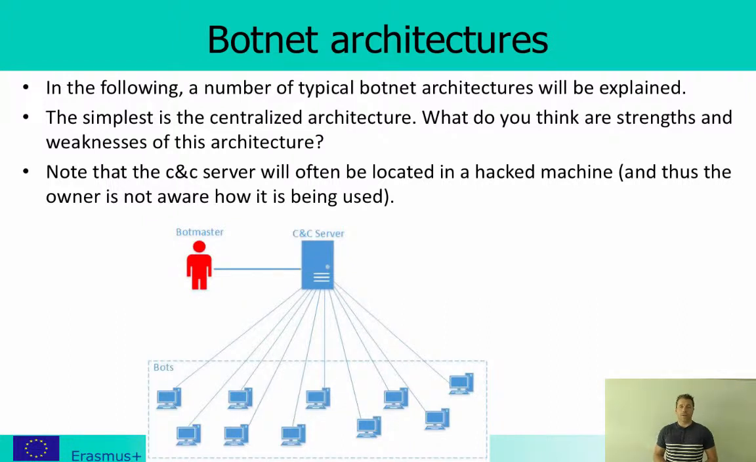So of course, the simple model we have is a centralized architecture. What you can think about when looking at the figure is what the strengths and weaknesses of this kind of architecture are. We also note here that the CNC server is shown as being controlled by the botmaster, but often it will be located in a hacked machine, so the owner is not aware of what his machine is actually being used for. This model is very simple.